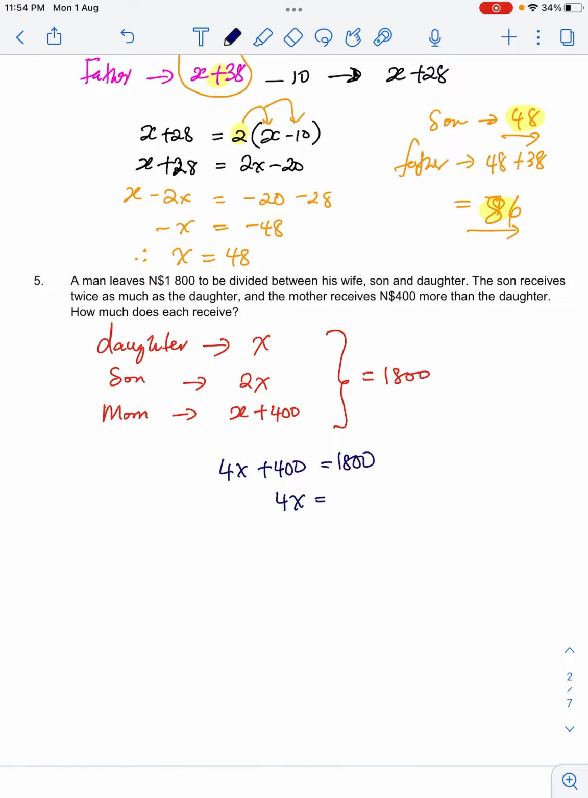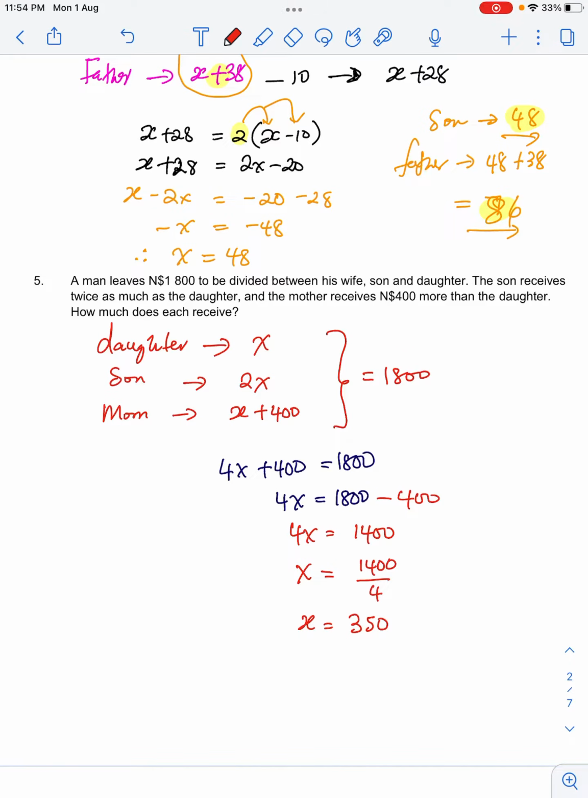And then 4x equals 1,800. Obviously, you know that you have to take away 400 there. So you're going to get 4x equals 1,400, and then to find x you divide by 4, and that is 350. So 1,400 divided by 4 is 350.